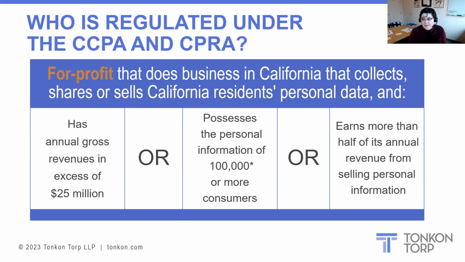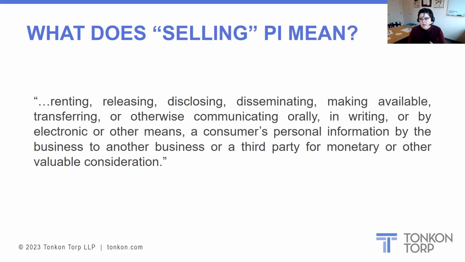This threshold was raised from 50,000, which was in the CCPA prior. This is for an annual year period. So as you are collecting information, you only have to capture the snapshot of a year. Same with that annual gross revenue, but we look back to the prior year to determine that. And then lastly, the third threshold is if you earn more than half of a business's annual revenue from selling personal information. And selling has a broader definition than you might think.